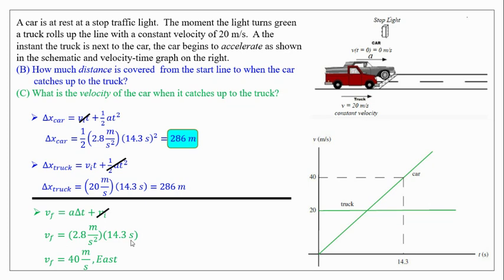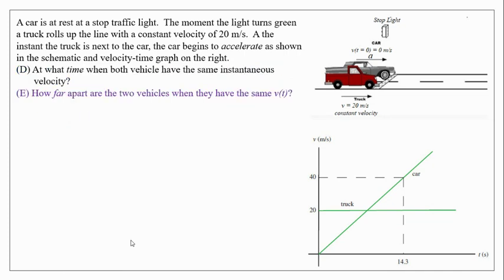So by the time the car catches up with the truck, it is moving at a rate of 40 meters per second. And because it asks for velocity, I just went ahead and included the units there just to be proper. Okay, let's do D and E. Part D asks you to find at what time both vehicles will have the same instantaneous velocity. Okay, so this one is pretty straightforward, not too bad.